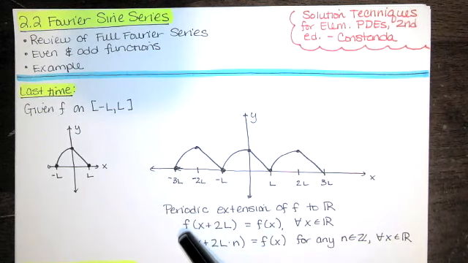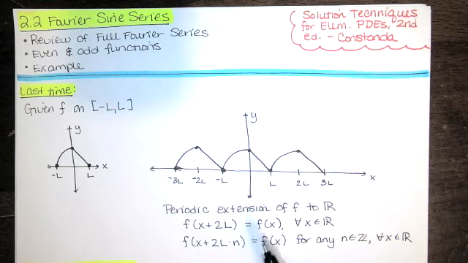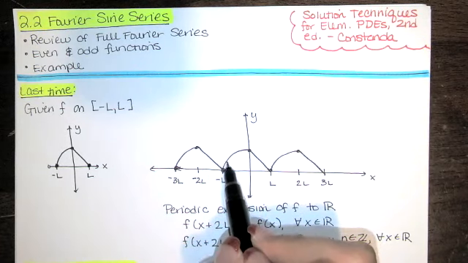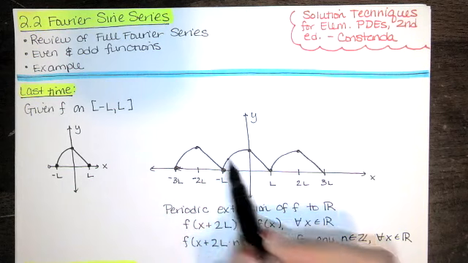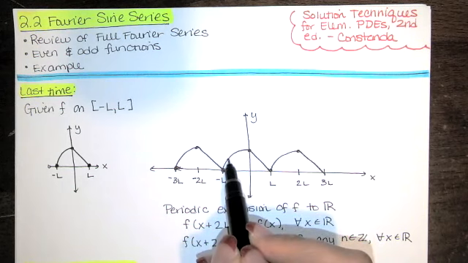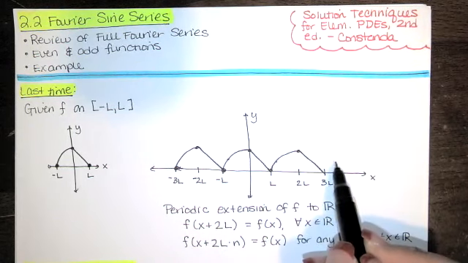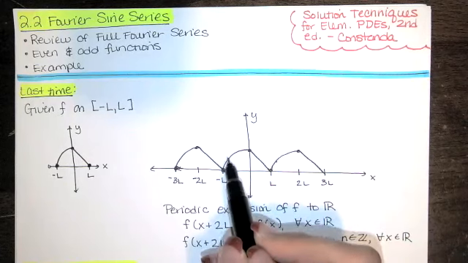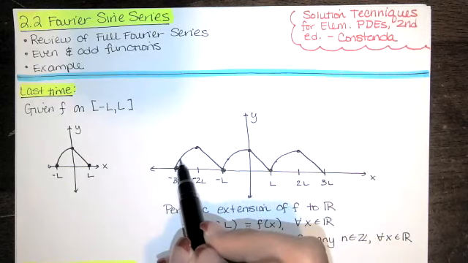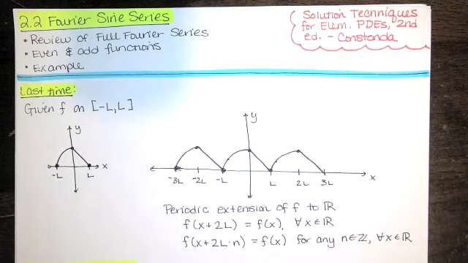That means if I find f of x plus 2L, that's going to be the same as f of x for all x in the reals. More specifically, if I go to a particular x value and find the y value there, this is saying if I add 2L to that x value and find the y value, I'm going to get the same y value. And if I add 2L again, I'll have the same y value. Or if I subtract 2L from that x value, I'll find the same y value. And it turns out you can add and subtract 2L as many times as you want.